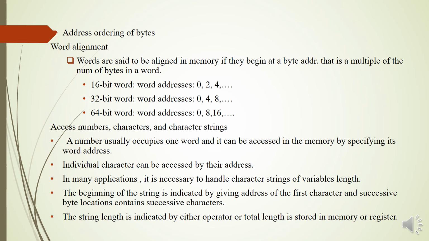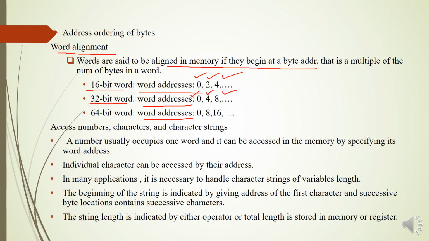Address ordering of the bytes is based on word alignment. Words are said to be aligned in memory if they begin at a byte address. That is, if a 16-bit word is there, the word address always starts with 0, 2, 4 and so on. For a 32-bit word, the word address starts 0, 4, 8, etc. If the word length is 64-bit, the word address starts with the location 0, 8, 16, 32, like that.